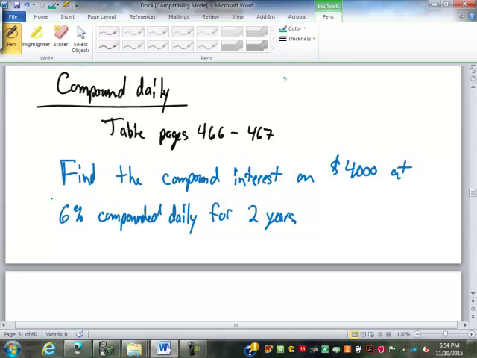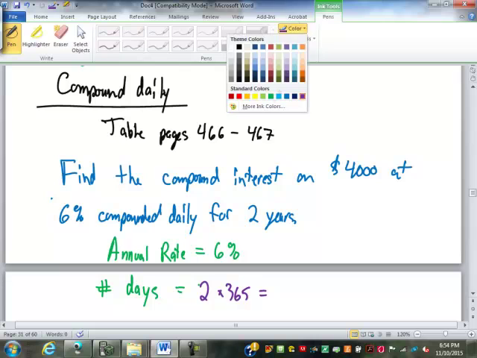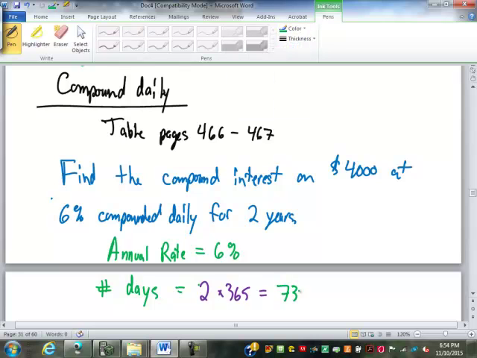So the two things we need to know, one is the annual rate. Notice it's not rate per period now. We're not dividing by the number of periods. It just says annual rates. That's just the 6%. But we do need to know the number of days. So that's going to be 2 years times 365, which gives us 730 days.